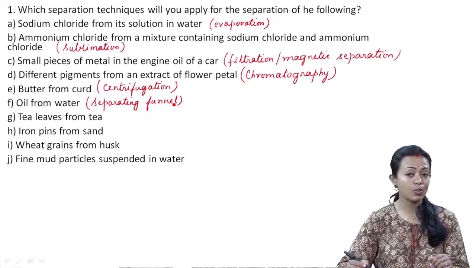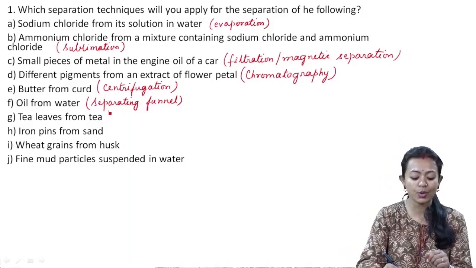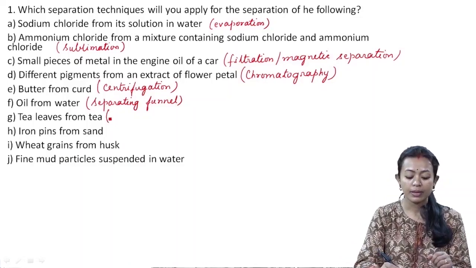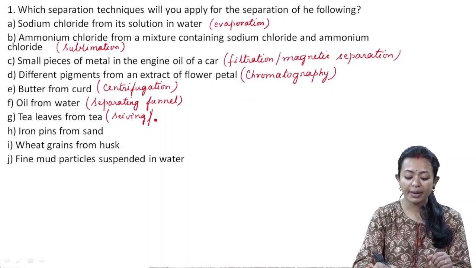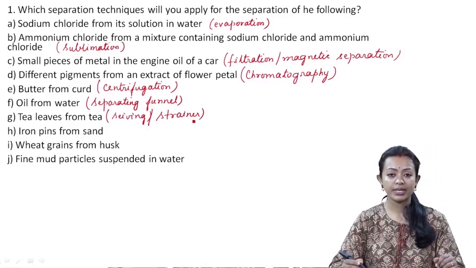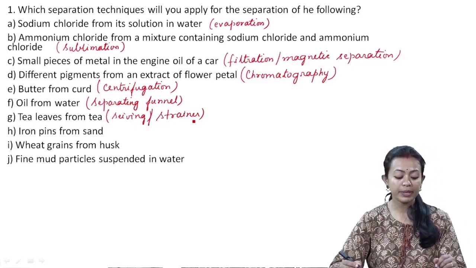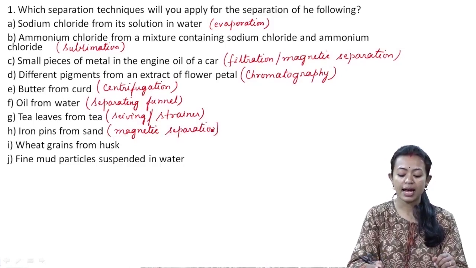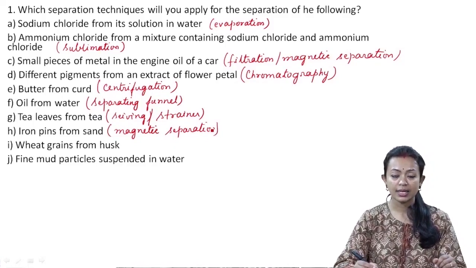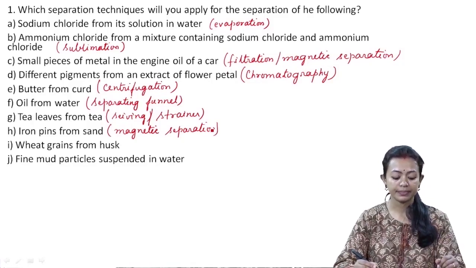Tea leaves from tea, what would you do? I don't need to tell you at all. That can be done by sieving. You can use a sieve or the process of straining. You use a strainer to separate tea from the tea leaves. Iron pins from sand. Now, that is through magnetic separation. Why magnetic separation? Because iron is attracted towards a magnet. So, you can easily separate iron pins from the sand.